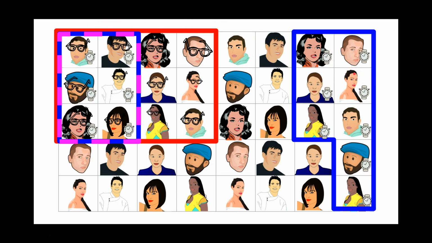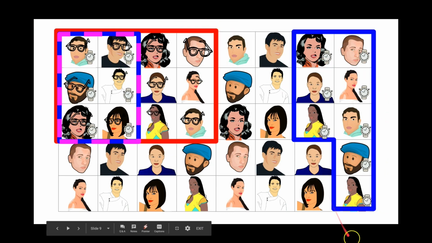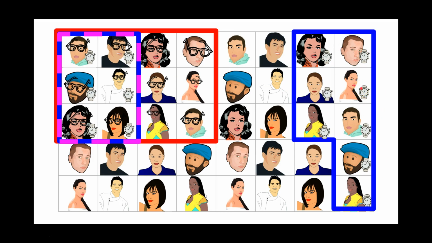Now, that's not usually what we think about, though. We might think, oh, how many people have glasses? There are 12 that have glasses. If we count all the people with watches, there are 14 people with watches. But one thing we have to watch out for is if we do 12 plus 14, that's going to give us too many. 12 plus 14 would be 26.